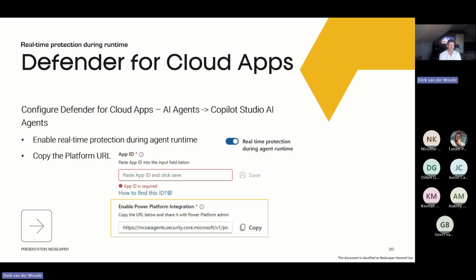First, go to Defender for Cloud Apps, go to AI agents, Copilot Studio AI agents, and enable real-time protection during agent runtime. If you enable it, you will see two fields, the app ID and the Power Platform URL. Copy the URL on the bottom. We need it for the configuration in Entra ID, and once the app registration in Entra ID is configured, we can copy and paste the app ID back in this field. So for now, we need the URL.